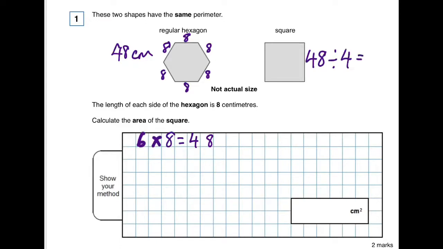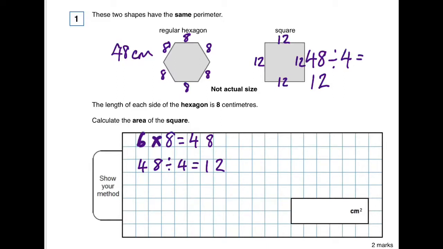Okay, so have a little think. What would 48 divided by 4 be? Pause the video, try to work it out for yourself. Okay, so 48 divided by 4 would be 12. So I'll write that down here. It's always worth showing our working out. Okay, so we now know that each side of this square is 12 centimetres.